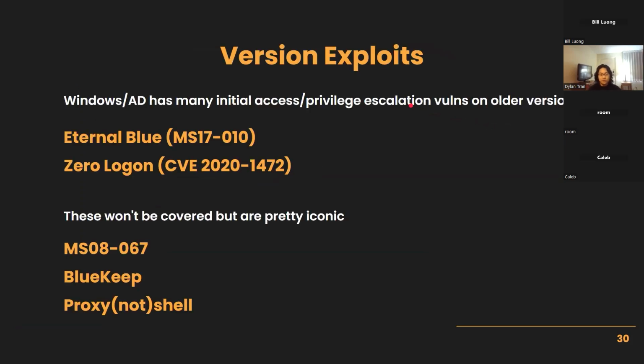You have version exploits. There are a lot of them because Windows keeps having funny issues. Now, version exploits that affect Windows also affect Active Directory because Active Directory runs on Windows, right? So Eternal Blue isn't necessarily an Active Directory specific vulnerability. It was a Windows exploit, but because Active Directory runs on Windows, Active Directory was heavily impacted by this.